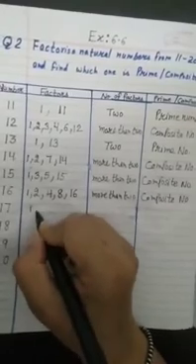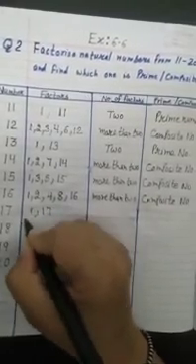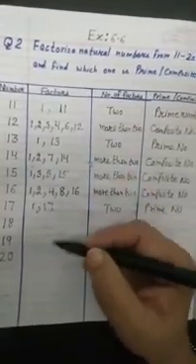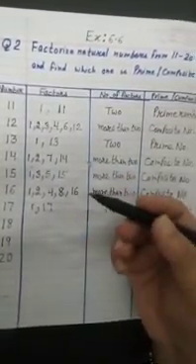Here we have 17. It will come on the table of 1 and 17. It has only 2 factors, so it is a prime number. So in this way you can do the rest of the parts of these questions.